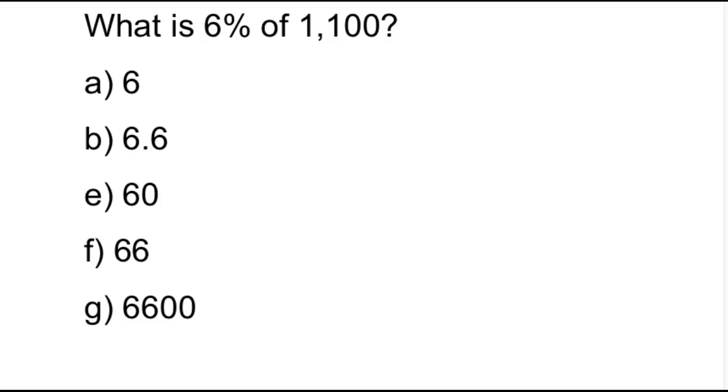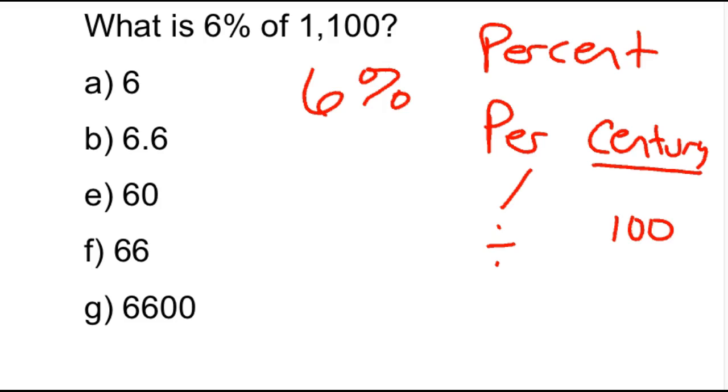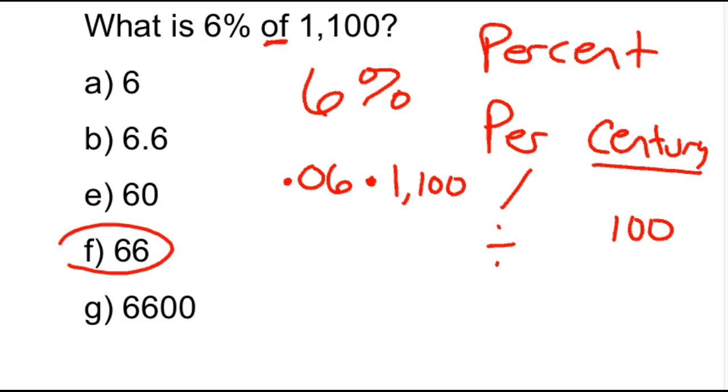All right, so percent. The word percent means per century. So per means to divide, or this symbol if you like, and century means 100. So divide by 100. If you took 6%, we need to convert that to a decimal, which would be 0.06. Of typically in mathematics means to multiply, so 0.06 times 1,100. Now you're allowed a calculator, so you could quickly multiply those on the ACT, and your answer is 66. So that's the quick way to do that.